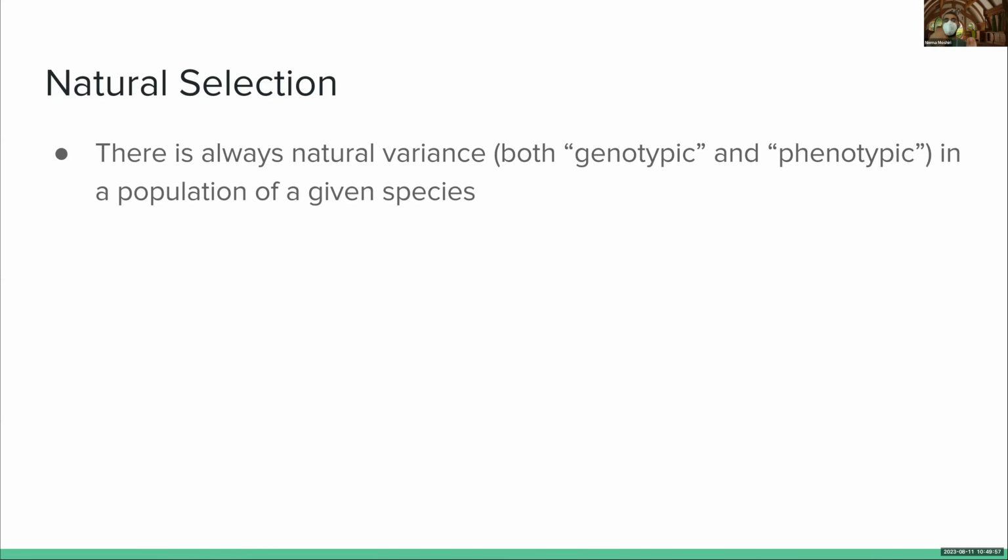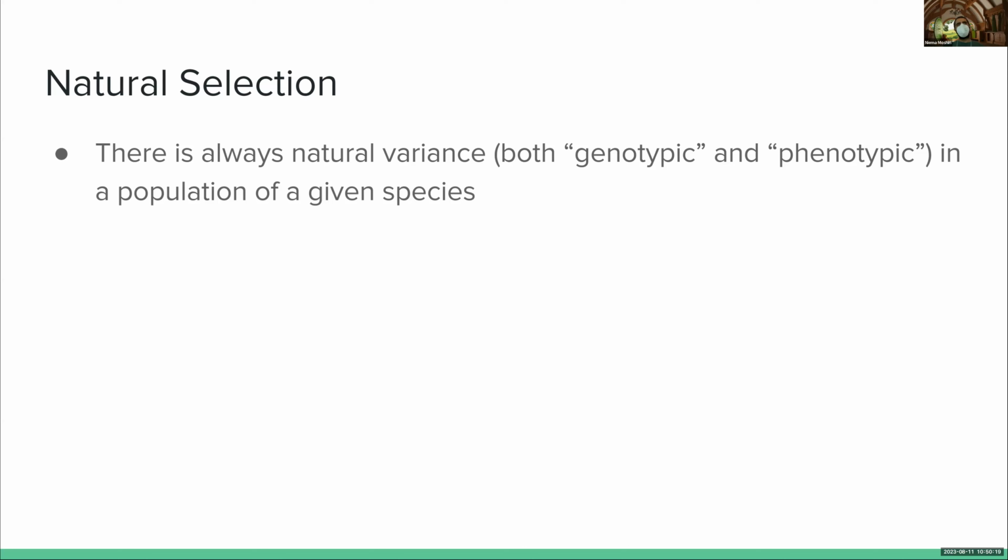So now, what is the word genotype? What is the word phenotype? There's always natural variation in a population. All of us look different. Any species that you look at, there's natural variation in the population. And this variation is both genotypic, on the level of DNA, and phenotypic, on the level of just physical features.